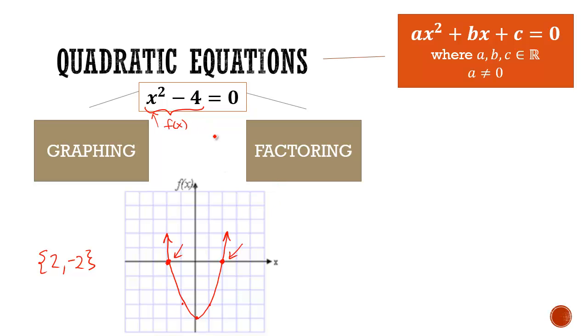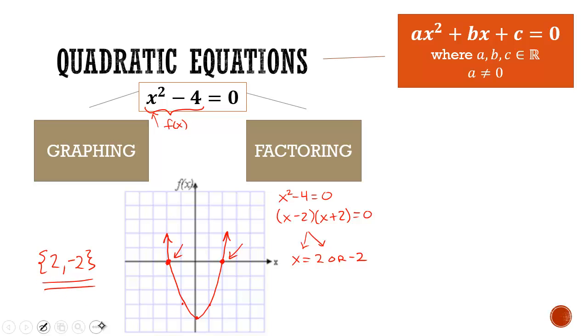And if you recall in our previous units, we always had everything equal to 0 and then we factored one side. So x squared minus 4 actually factors to be x minus 2, x plus 2 by the difference of squares. And then that leaves us with x is equal to 2 or negative 2, giving our solution set of 2 and negative 2 again.